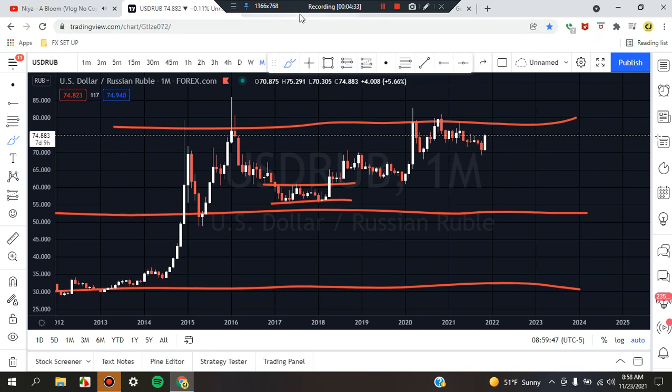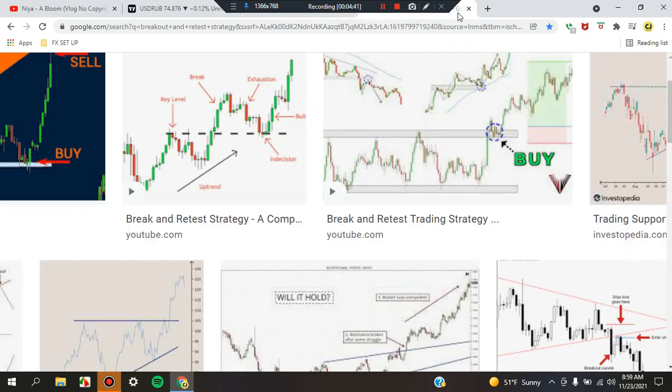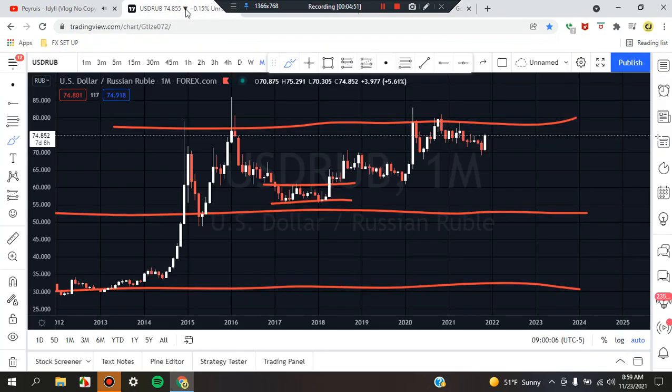Very important information, guys. Please study and review the Forex pattern cheat sheet. It helps you out with understanding market direction, and also use your SR lines to understand the breakout and retest strategies. SR lines also help out with finding patterns inside the market.